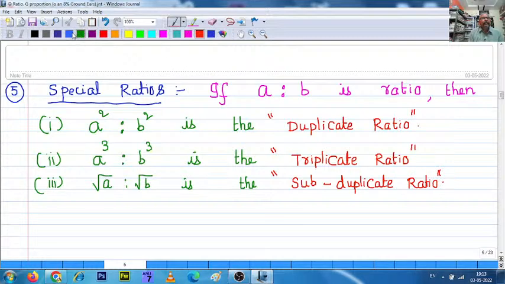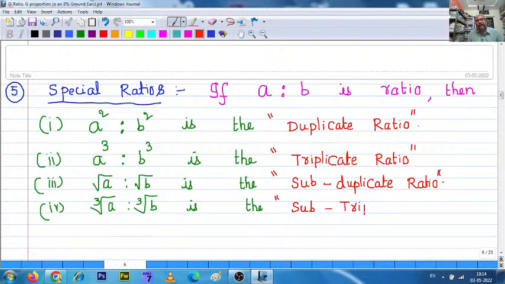Okay, so next, fourth one. So cube root A is to cube root B. Then what do we call? So this is called subtriplicate ratio. Clear? I hope it's very clear to you.